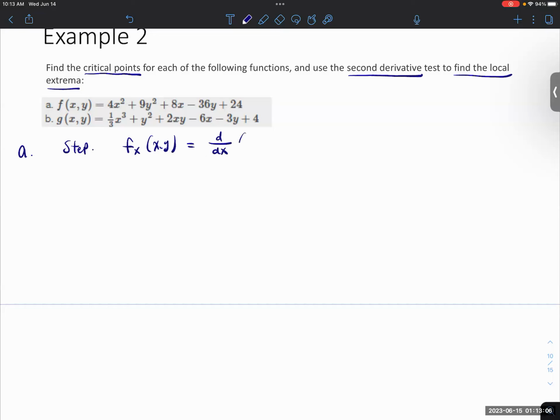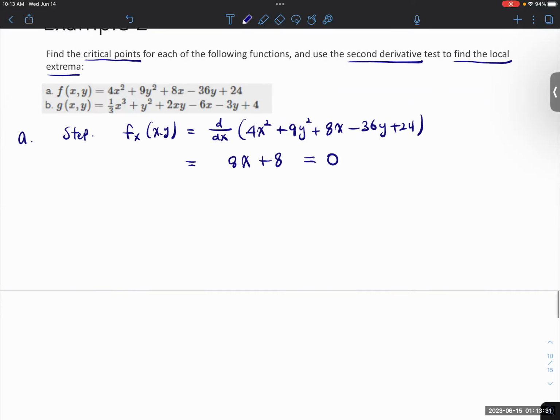So for dx, we have 4x squared. Actually, this is the same question we did above, but let me just redo it. 36y. So the partial derivative is 8x, this is a constant, will be 0, 8, and 0, 0. That must be equal to 0 to find the critical points.